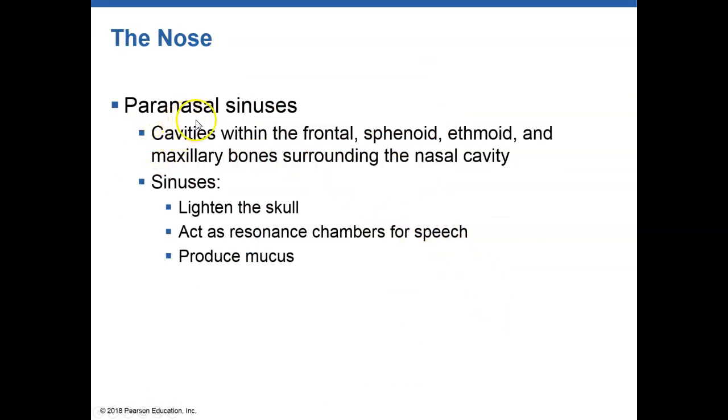The nasal cavity has paranasal sinuses associated with them. There are a total of 6, 2 frontal, 2 sphenoidal, yes, 6 paranasal sinuses.